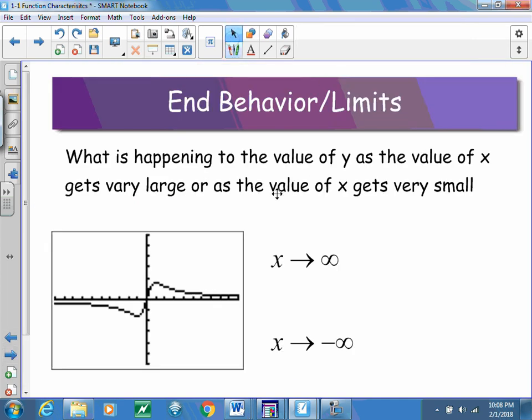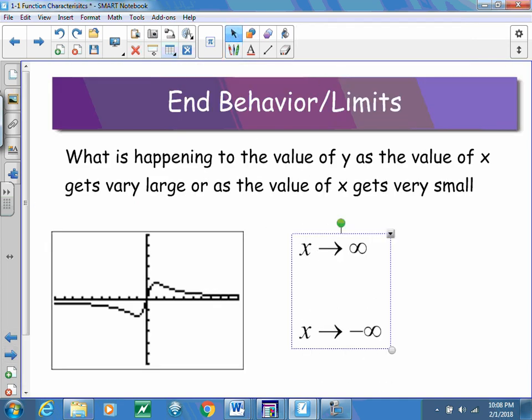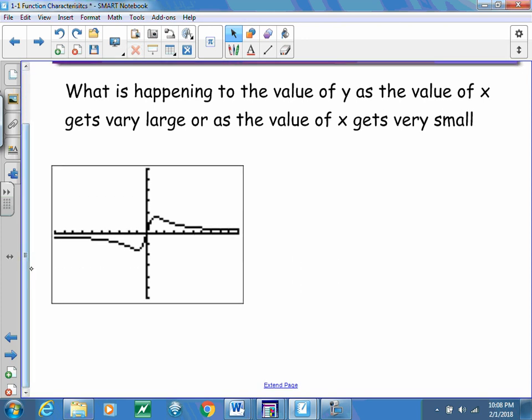One last one that I want to look at here is this graph, and kind of trying to see what's happening here.